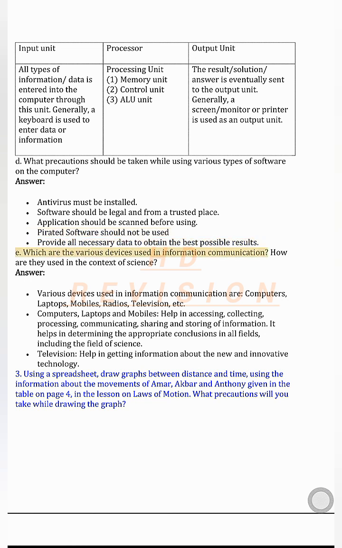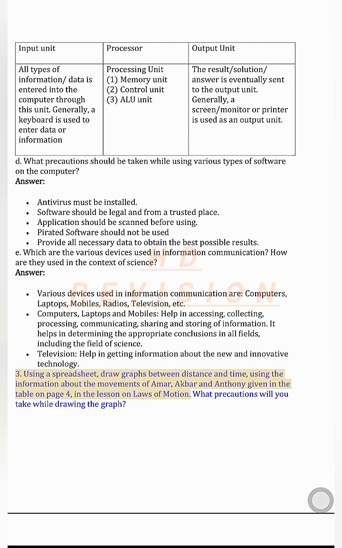E. Which are the various devices used in information communication? How are they used in the context of science? Answer. Various devices used in information communication are computers, laptops, mobiles, radios, television, etc. Computers, laptops and mobiles help in accessing, collecting, processing, communicating, sharing and storing of information. It helps in determining the appropriate conclusions in all fields, including the field of science. Television. Help in getting information about the new and innovative technology.